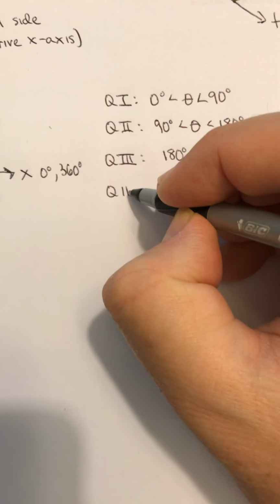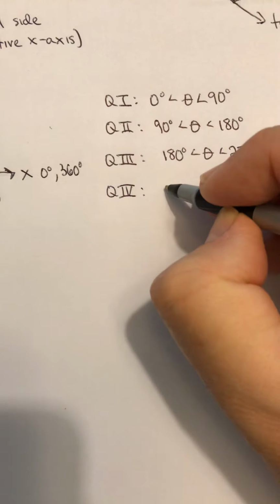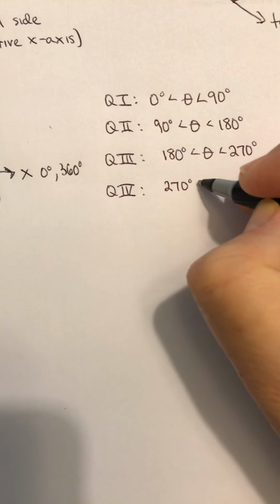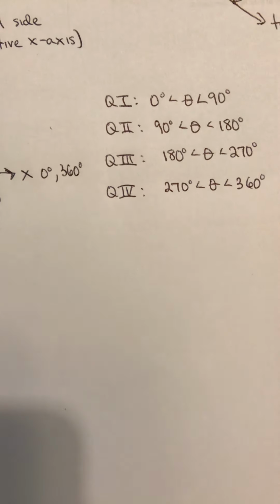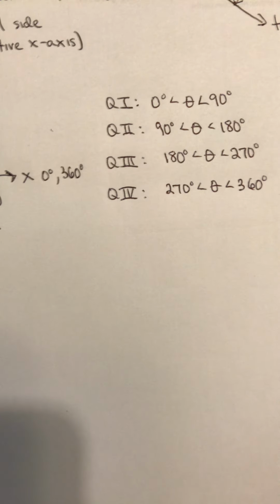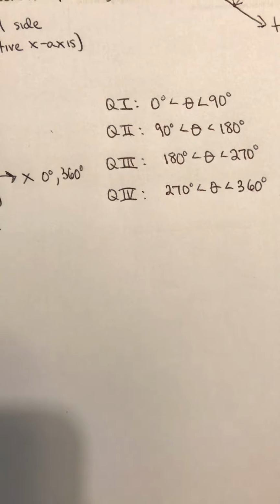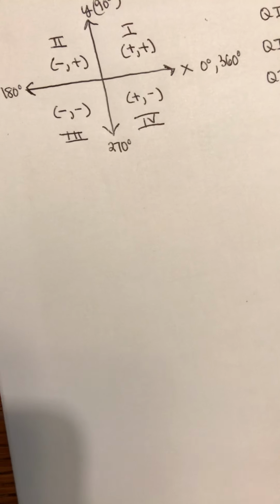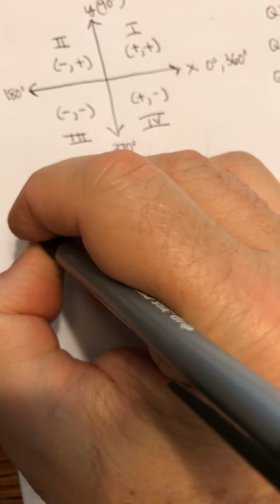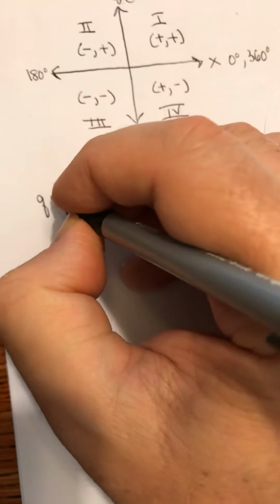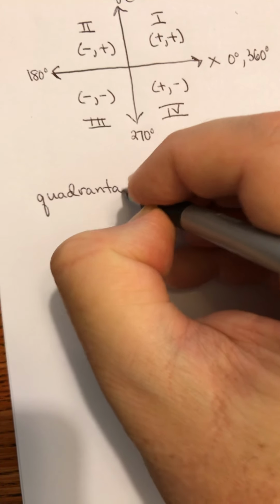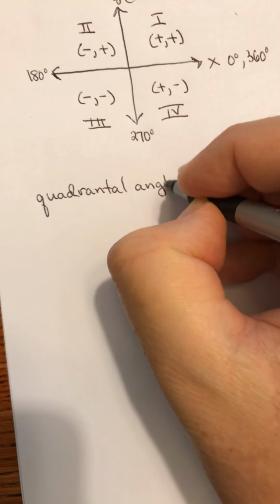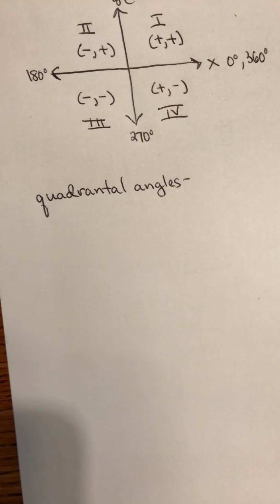Quadrant 4, any angle between 270 and 360 degrees. But those angles have a special name, the angles that are not in a quadrant, and we call them quadrantal angles. So, quadrantal angles are just all the angles that are not in a quadrant.